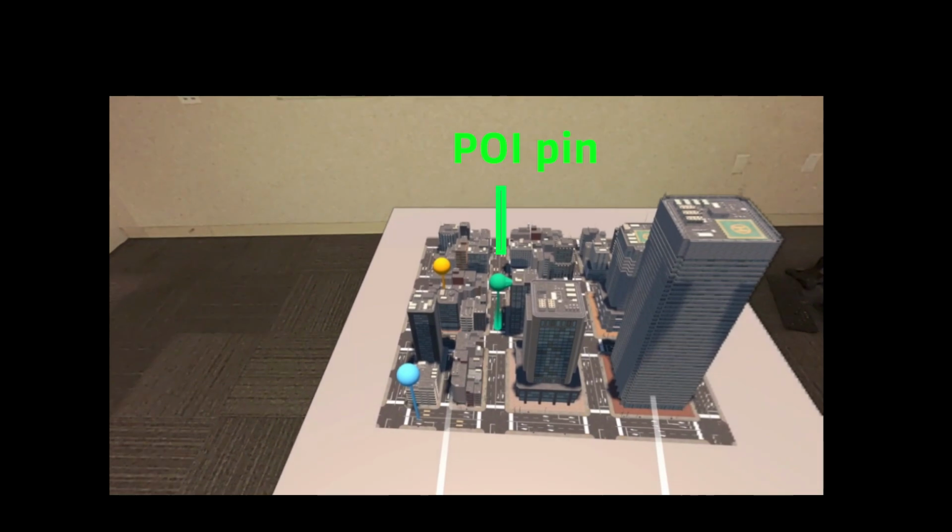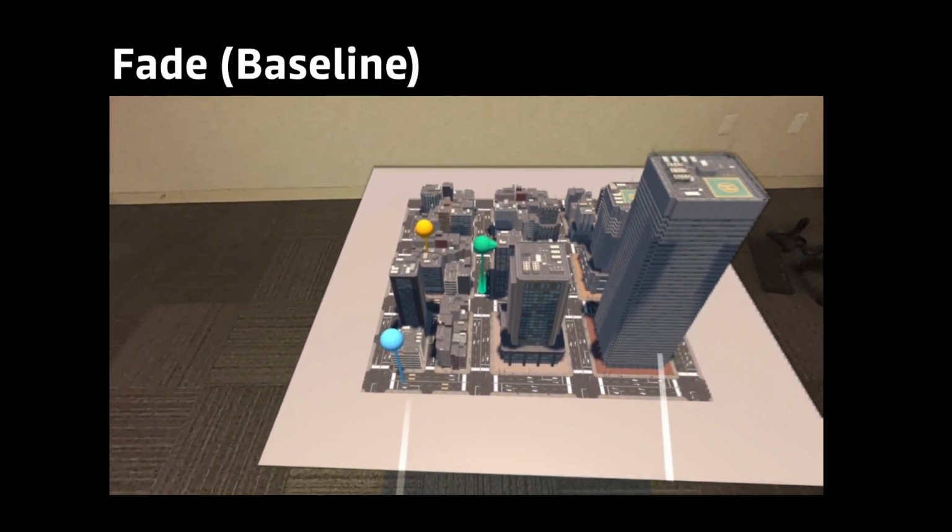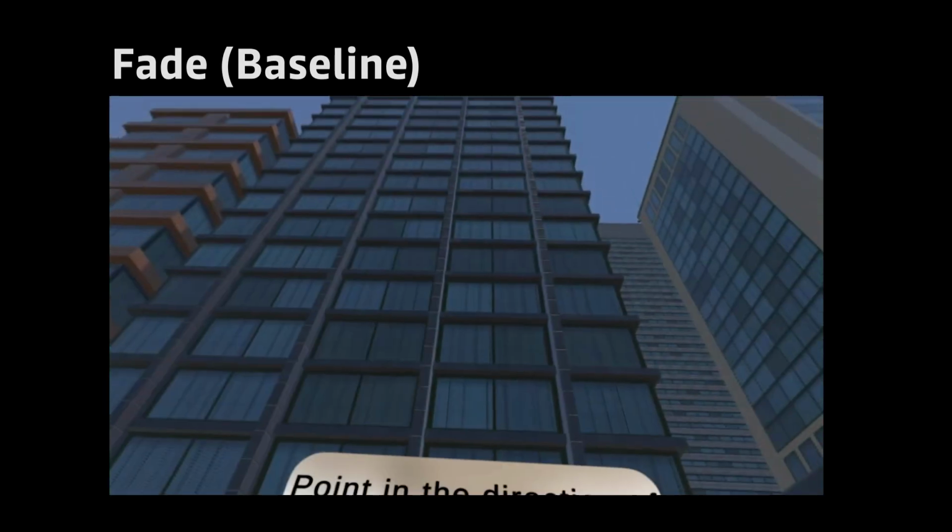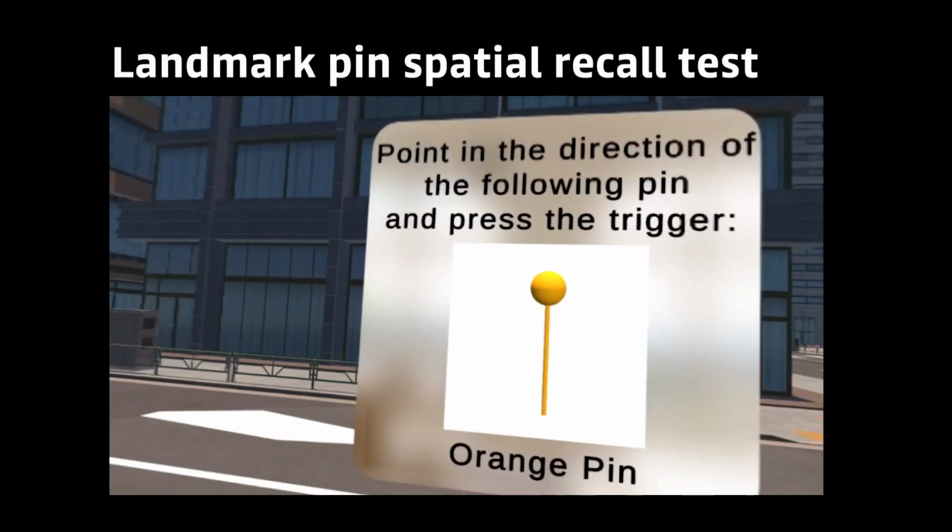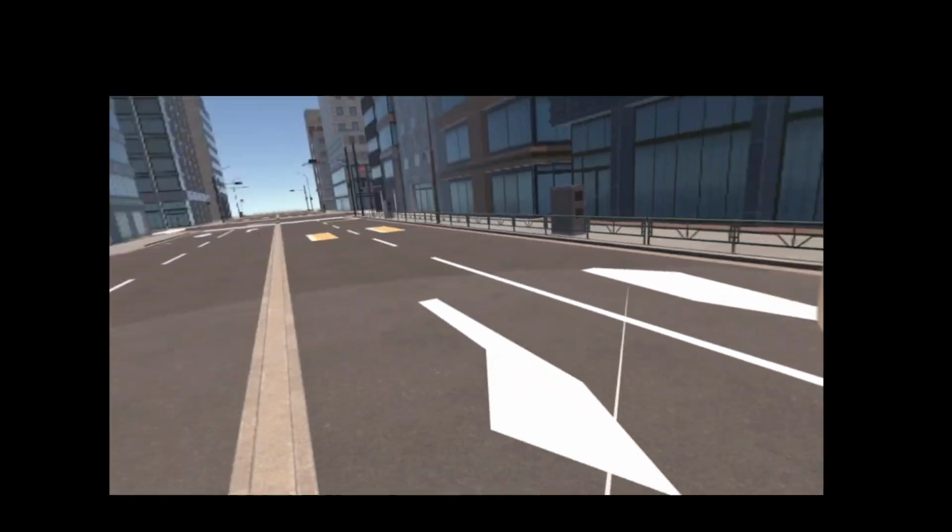In our study, users first saw a world in miniature with a point of interest pin that indicated their target position and direction. Two landmark pins indicated positions they would need to recall after they transitioned into the target view. The user completed a multi-scale transition into the street level view indicated by the POI pin and had to recall the positions of the landmark pins.